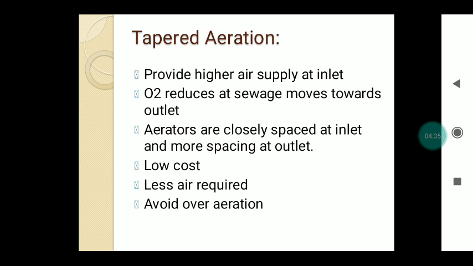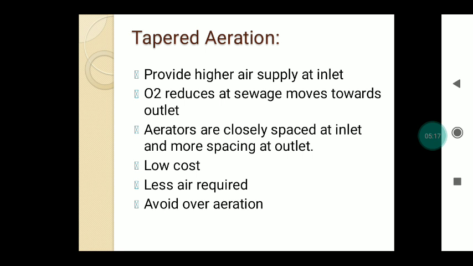The second one is tapered aeration. Okay, a higher air supply is provided at the inlet, because when sewage is added into the aeration tank, it requires a large amount of oxygen for decomposing organic matter. That's why a higher air supply is required at the inlet. Okay, the oxygen is reduced as the sewage moves towards the outlet. The demand for oxygen goes on decreasing along the length of the aeration tank. That's why the aerators are closely spaced at the inlet and more widely spaced at the outlet.